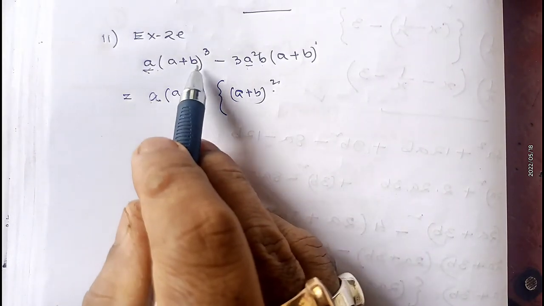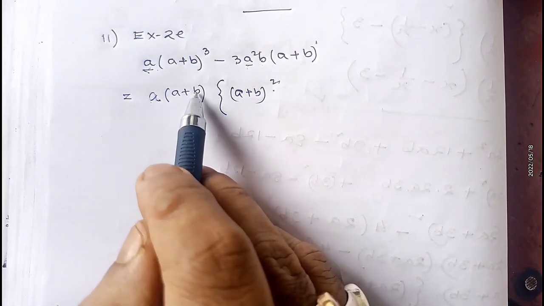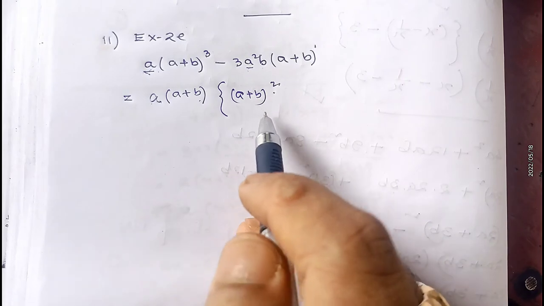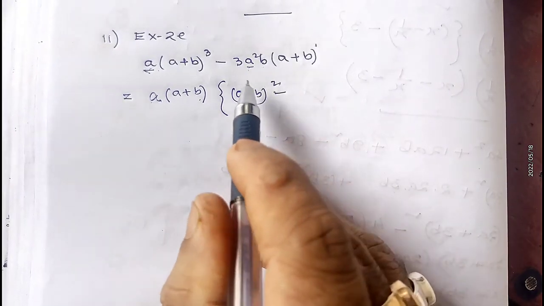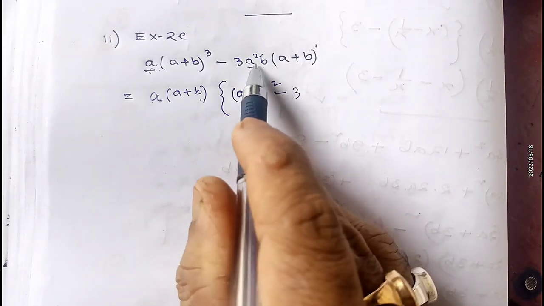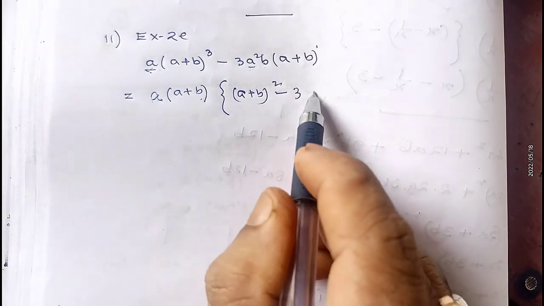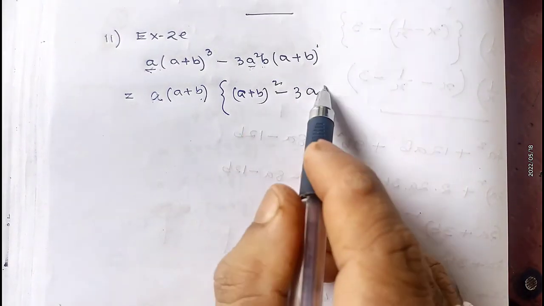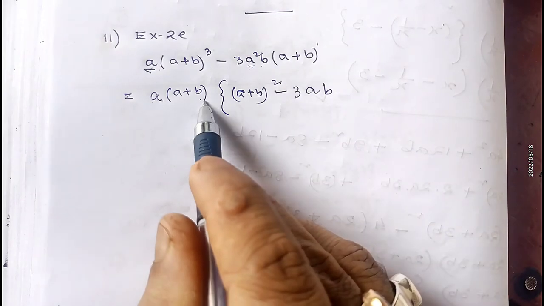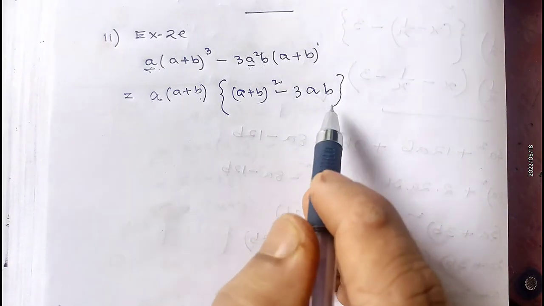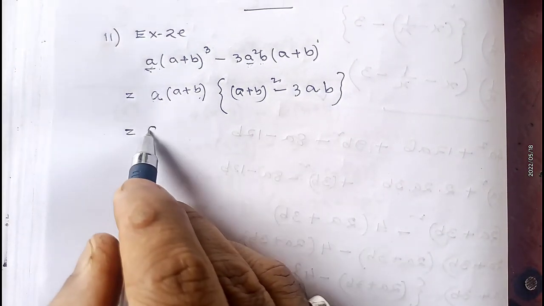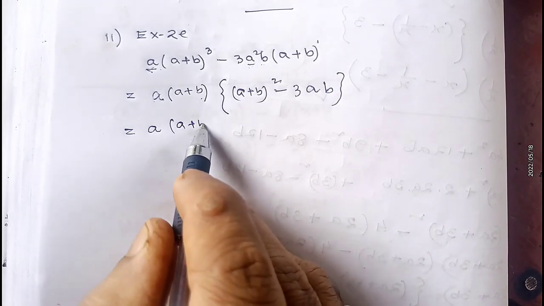Out of this 3 a plus b, I have taken 1 a plus b common, so we are left with a plus b whole square minus 3. Out of this a square, 1 a is common, so another a left. This b is also left, and a plus b already taken common. I hope this much is clear. Now it is a plus b.